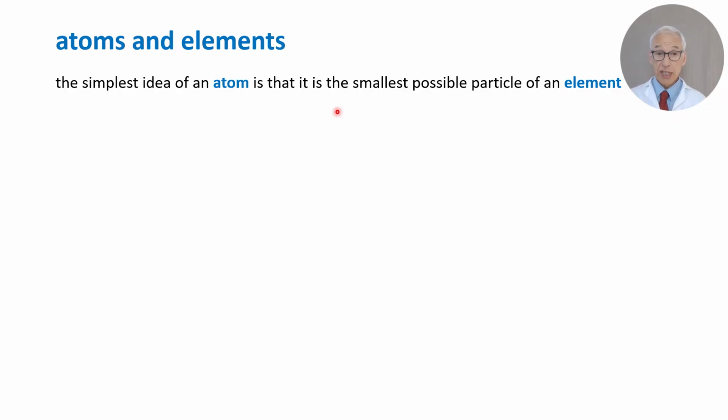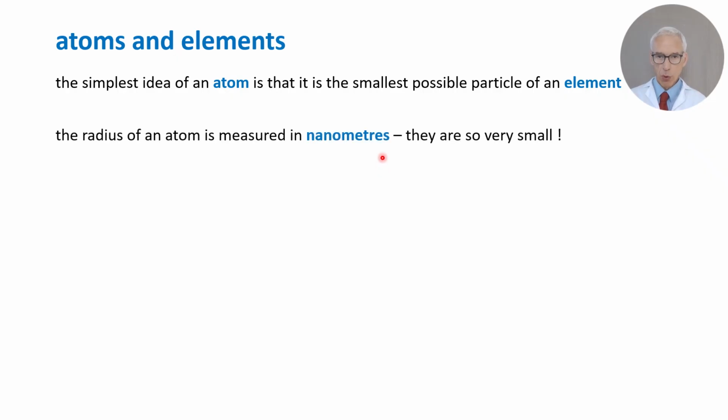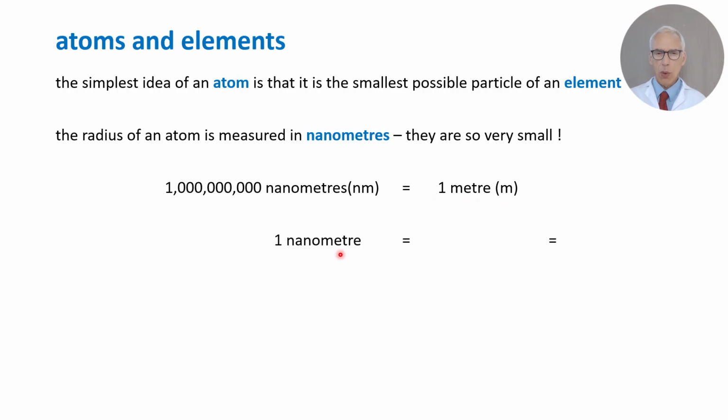The simplest idea of an atom is that it is the smallest possible particle of an element. So what do we mean by small? Well, the radius of an atom is measured in nanometers. 1 billion nanometers make up 1 meter. So what would 1 nanometer be in meters? Can you work it out, please? Stop the lesson, come back to check when you are ready.